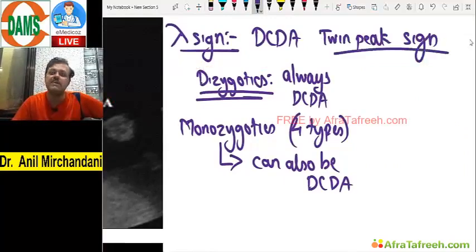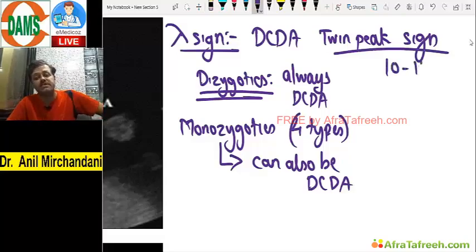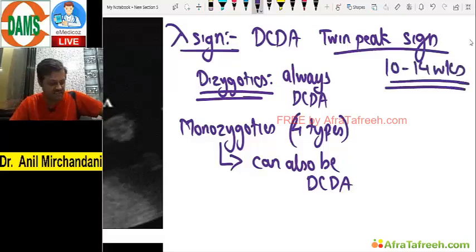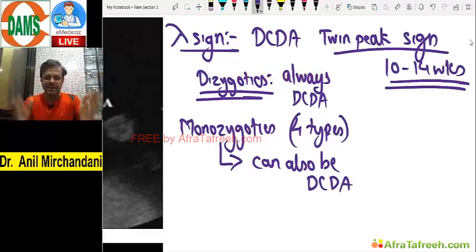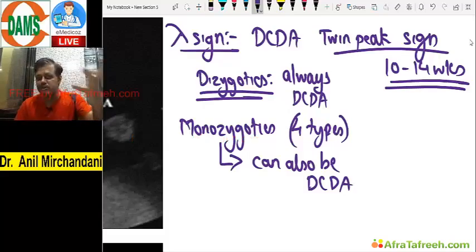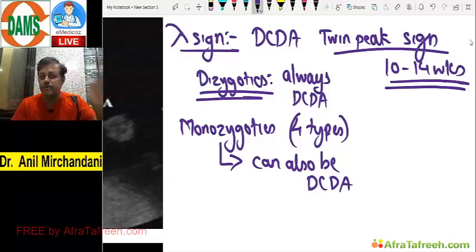We know that, we have done this twin peak sign. It is best seen between 10 to 14 weeks of gestation. So if you want to write down, you should remember lambda sign, DCDA. You have already written all these things in your notes. These are must know essential topics, with all these things already given in your notes. I want you to write down if you can, but if you're not able to, no problem. Be very attentive. That's the most important thing.